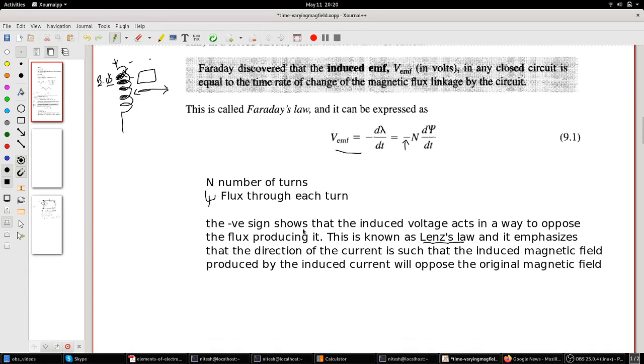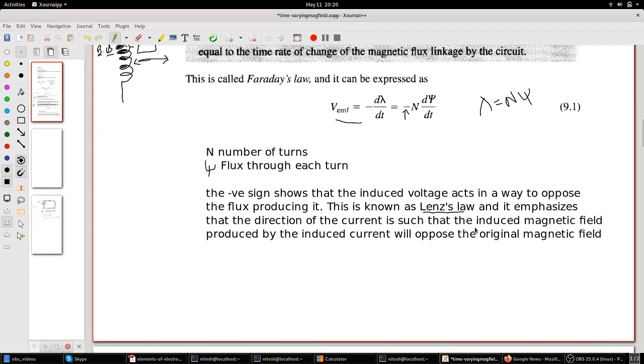Okay, so now coming to Lenz's law. First, mathematically, Faraday's law states that V_EMF equals minus d lambda by dt, where lambda is the flux linkage. We already saw that it is equal to N times psi, where psi is the flux through each turn and N is the number of turns. The negative sign indicates that the induced voltage acts in a way to oppose the flux producing it. This is also called Lenz's law.